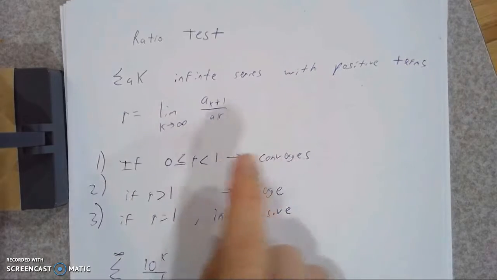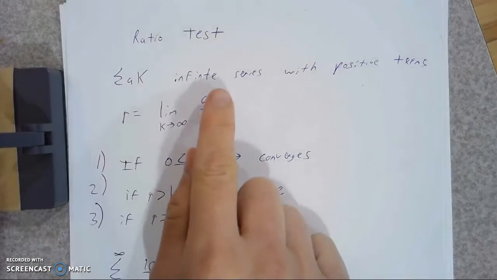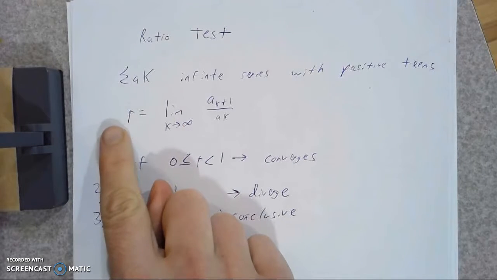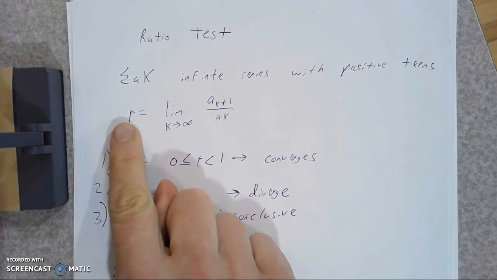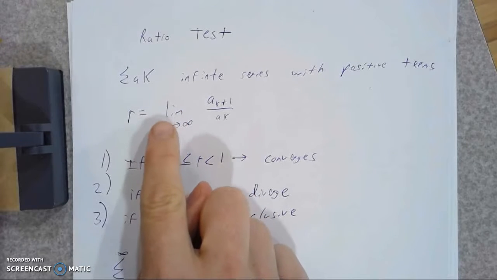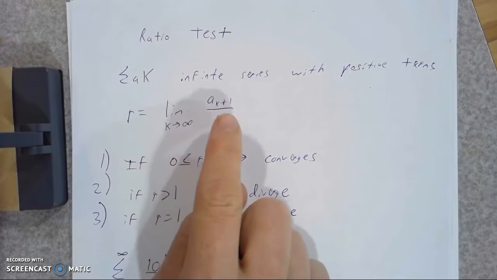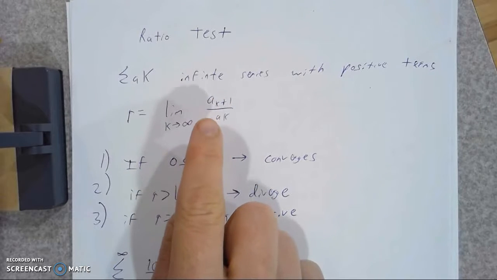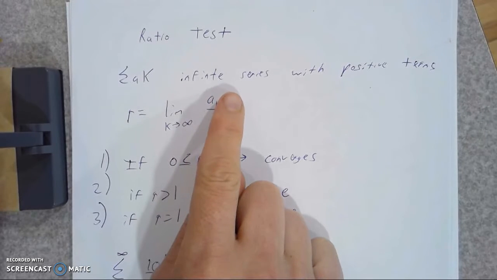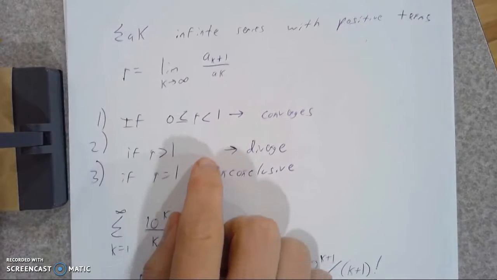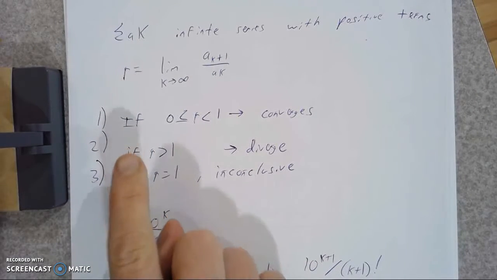So for this one, we have a series, an infinite series, that has positive terms, and we're going to look at the ratio r. It's the limit, as k goes to infinity, of a_(k+1) over a_k. So basically we're looking at the ratio of one term to the previous term. And the test works as so.